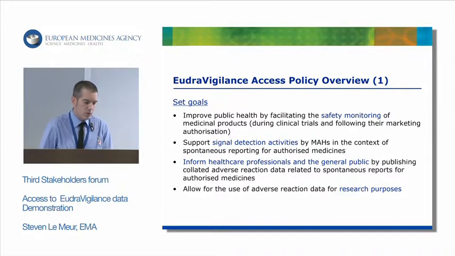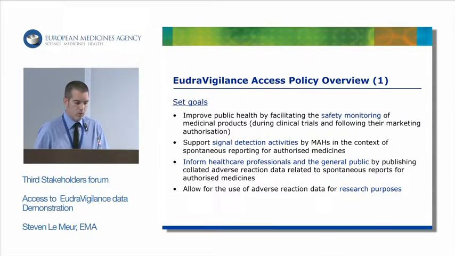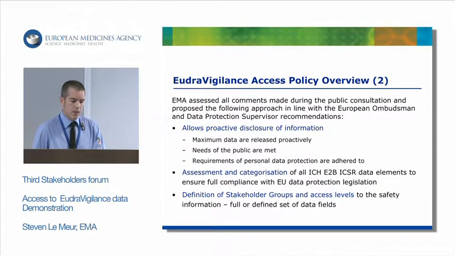Next slide, please. First, let's look at the goals of the access policy. One of the first goals is to improve public health by facilitating the safety monitoring of medicinal products during clinical trials and following their marketing authorization. The second goal is to support signal detection activities in the context of spontaneous reporting for authorized medicine. The third goal is to inform healthcare professionals and the general public by publishing adverse reaction data related to spontaneous reports for authorized medicine. And the last goal of this access policy is to allow for the use of adverse reaction data for research purposes.